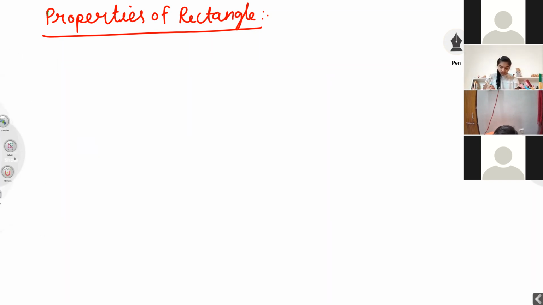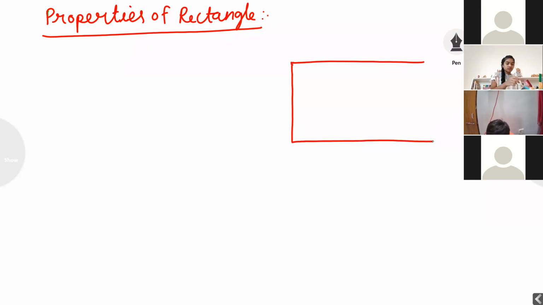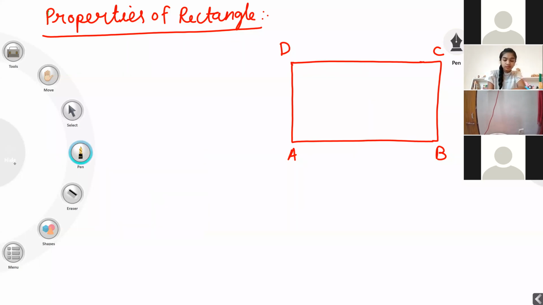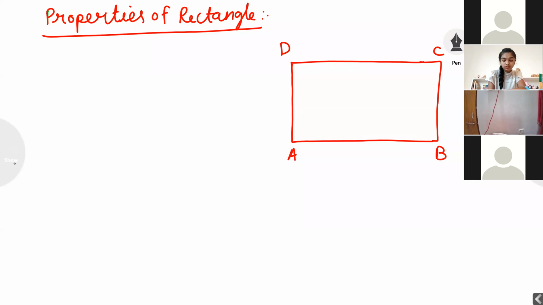Yeah, draw this figure. ABCD, this is called labeling. Next, join two opposite vertices, that is called diagonal. When we are joining two opposite vertices, that is called diagonals. A is vertex, C is vertex, both are opposite.